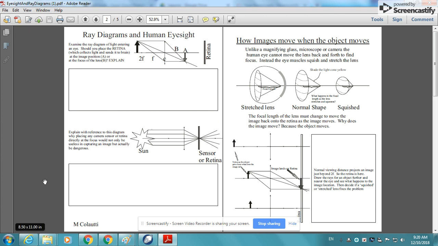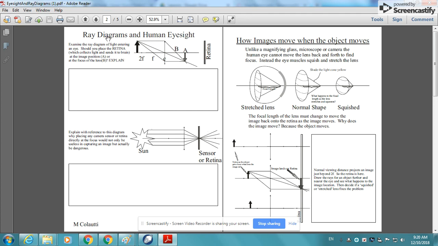We're looking at ray diagrams in human eyesight today. The idea is to take an application of our understanding of lenses to understand why there are different lenses for near and farsightedness. This is something you can learn as a technique to think your way to the answer rather than memorizing it.